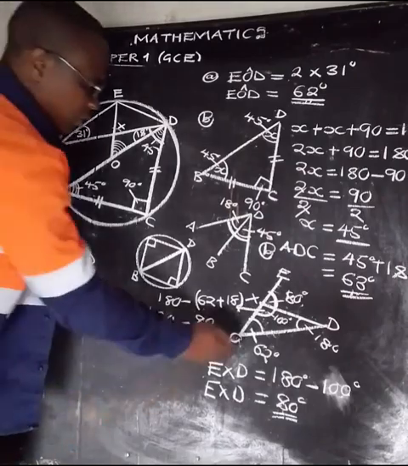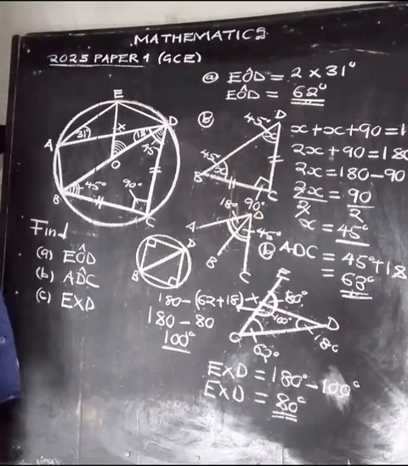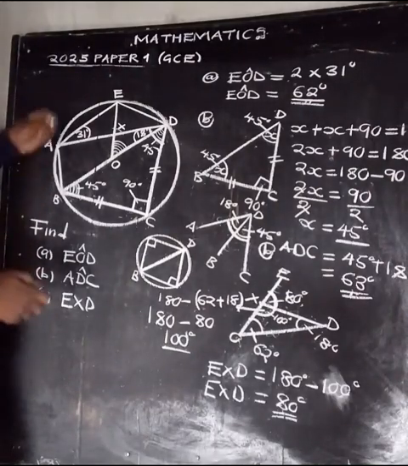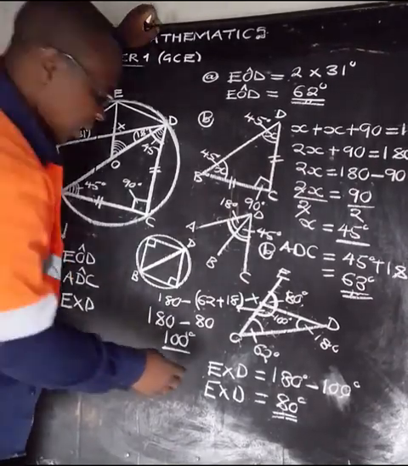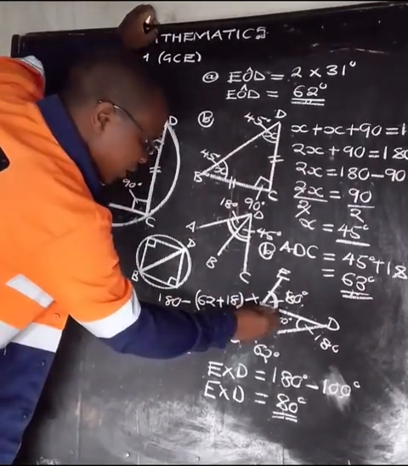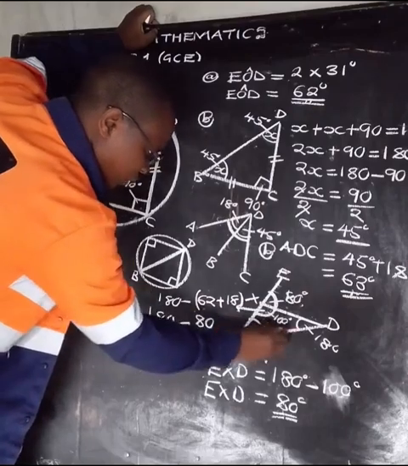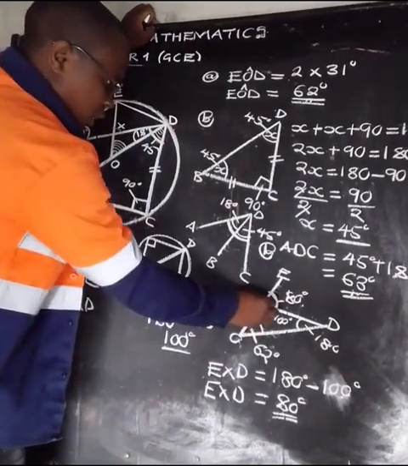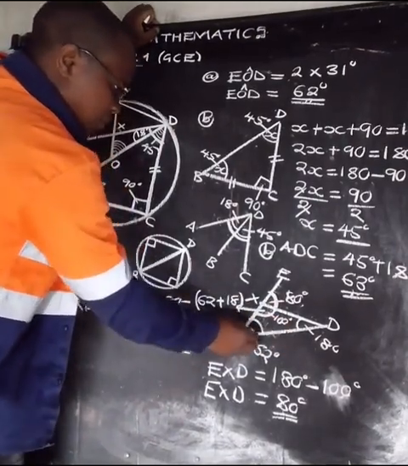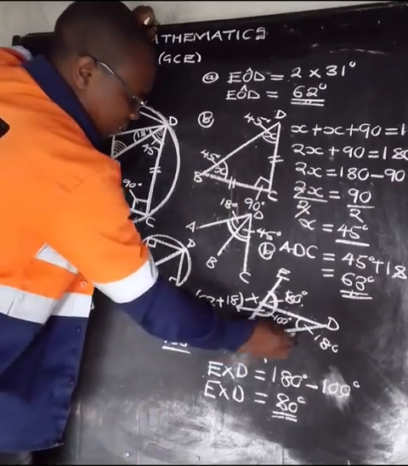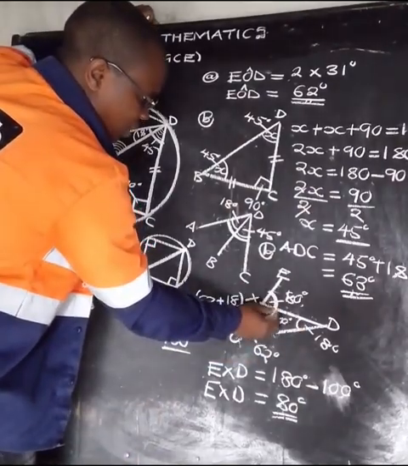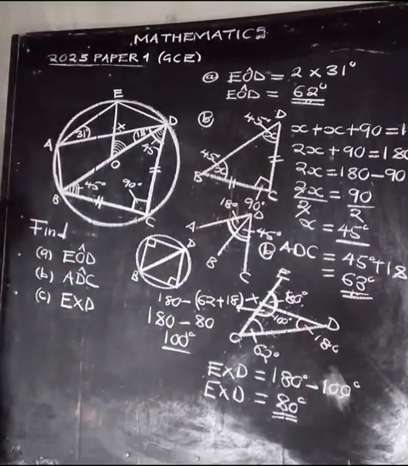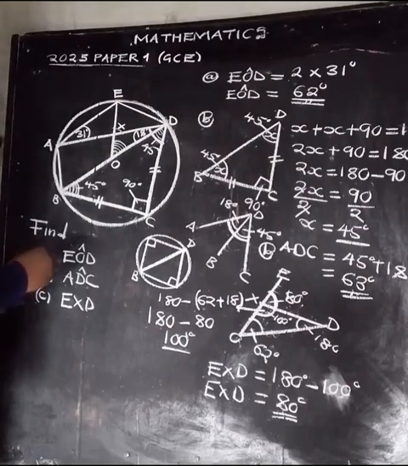So this is the way you find this particular angle. Or if you want, you can use a property where you say an exterior angle of a triangle is equal to the sum of the two opposite interior angles. So for you to know this angle, you just add these two opposite interior angles, 62 plus 18, and you get this exterior angle, which is 80 degrees. So the answer is 80 degrees.